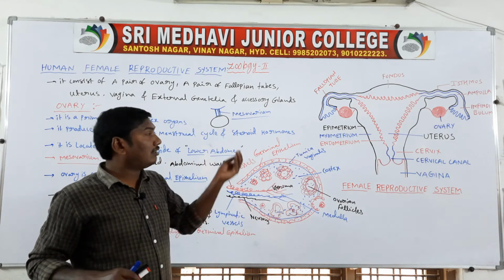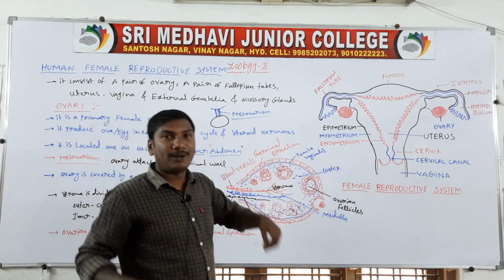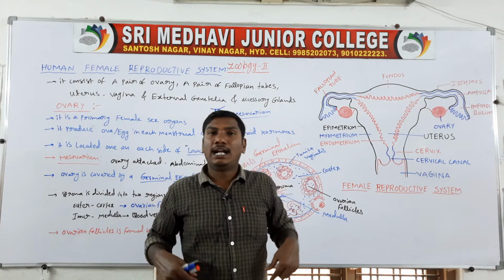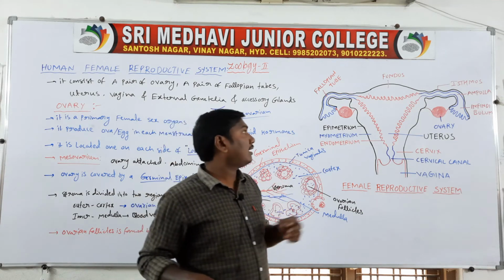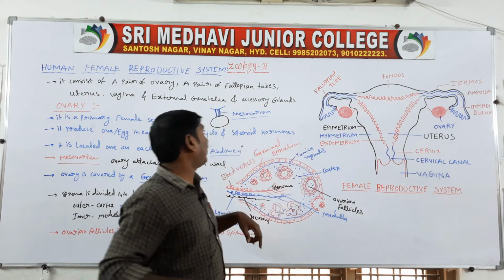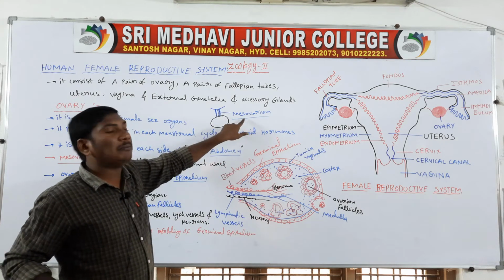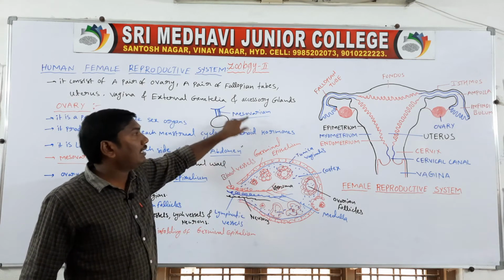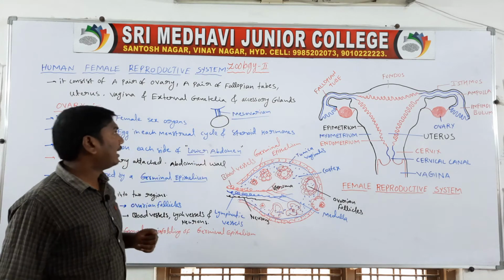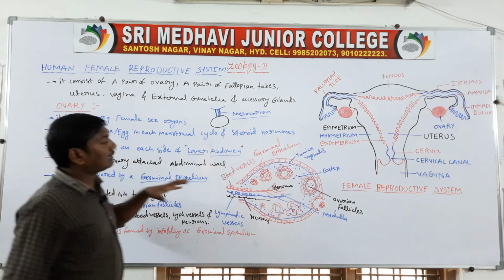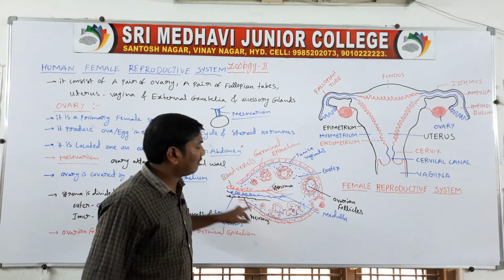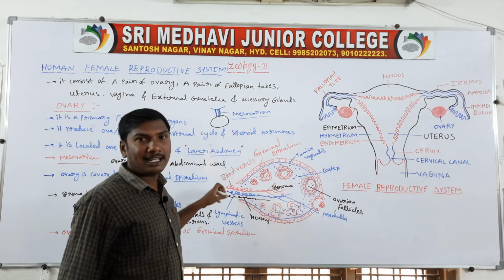Next one, the ovaries are located one on each side of the lower abdomen. Next one, the ovaries are connected to the abdominal wall by the mesovarium, the connection between the ovaries and abdominal wall. Next one, the ovaries are covered by the germinal epithelium.